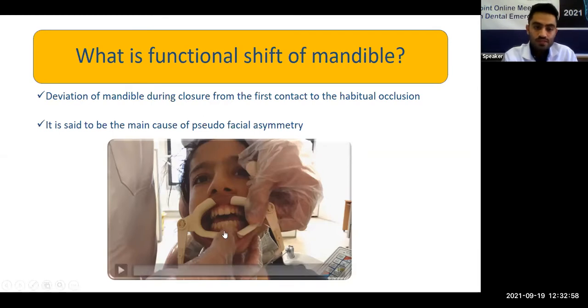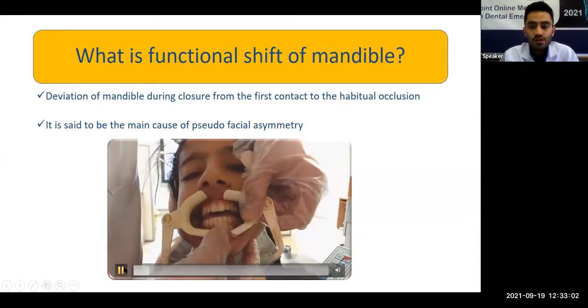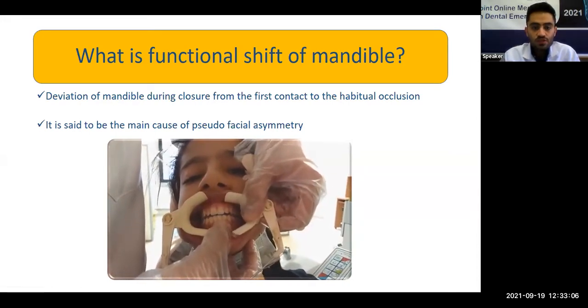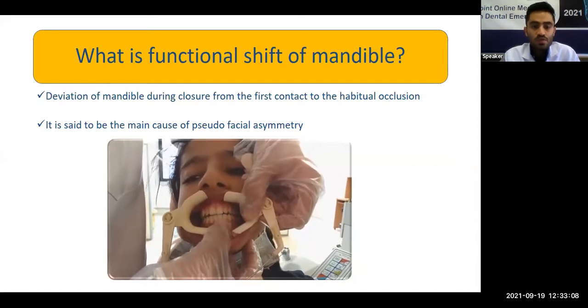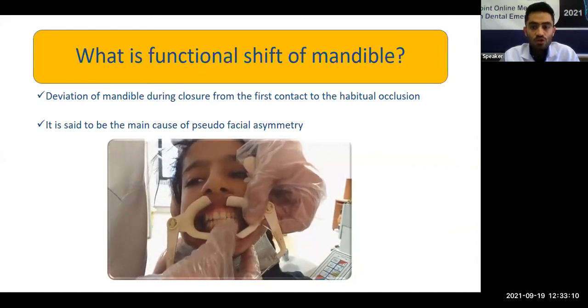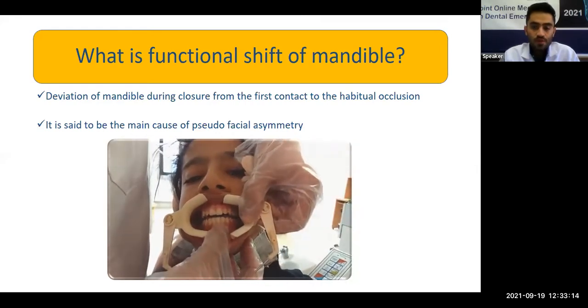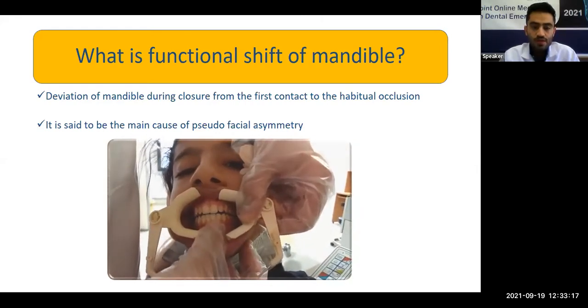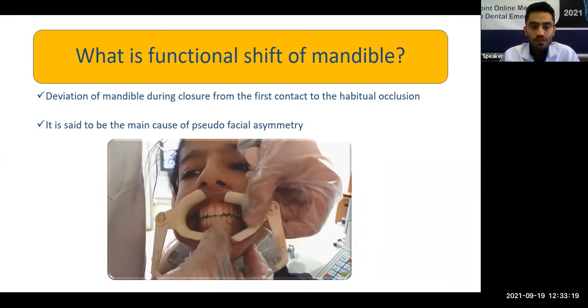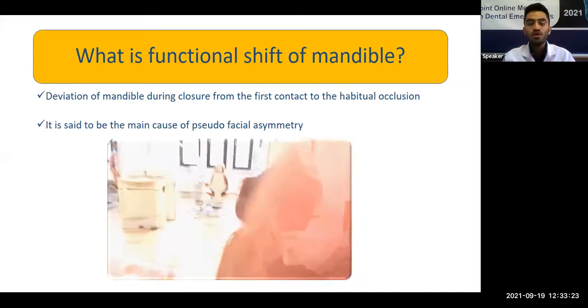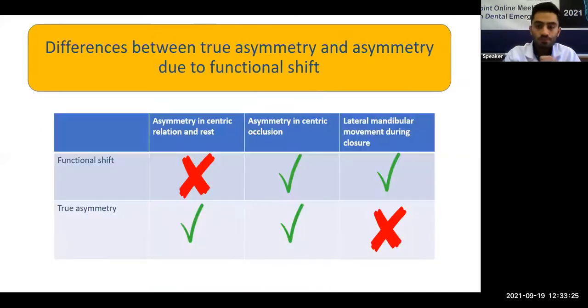So let's look at this video, which is made at our department. We have a patient here that in the first contact of the teeth, there's no problem. We see facial symmetry. And after that, going to the habitual occlusion, we see a shift to the left side of the face. Look at here, this is the first stop, midline is on, and now there's a midline discrepancy and facial asymmetry. This is called functional shift of the mandible.